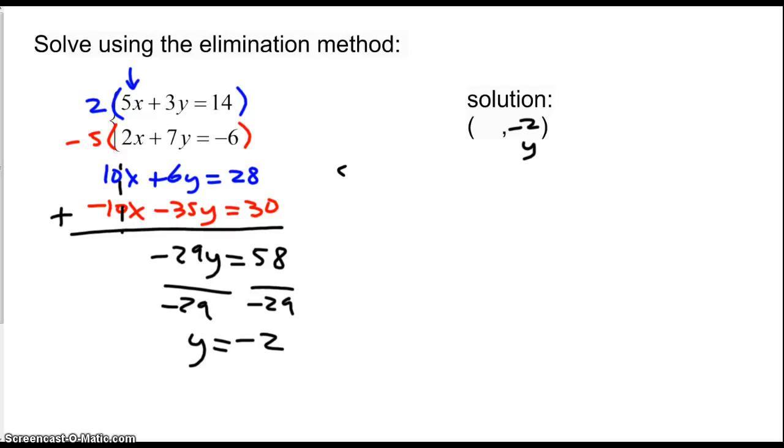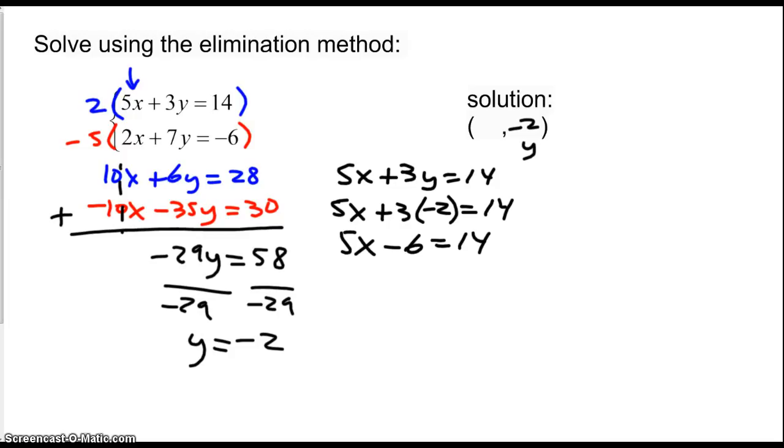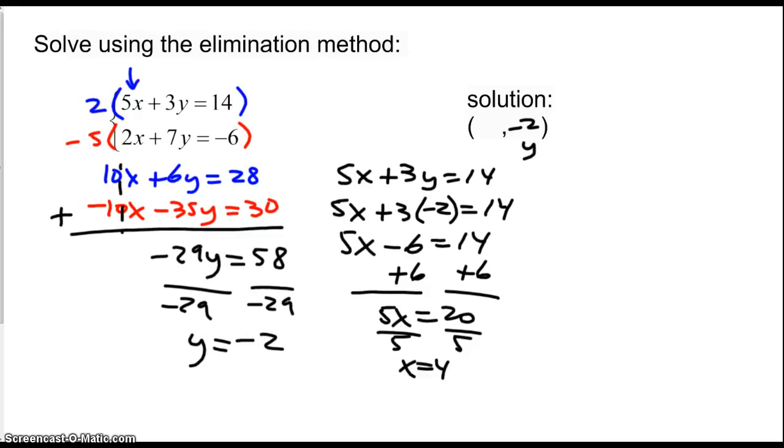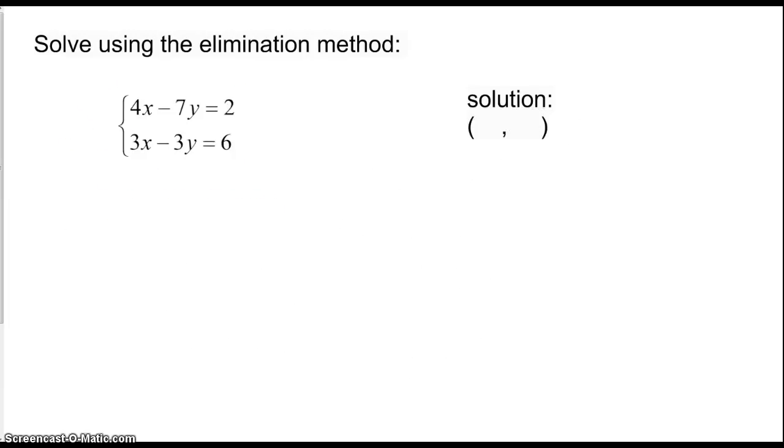And then substituting, let's take the top equation. I'm going to substitute in for y, a negative 2. So I've got 5x minus 6 is 14. If I add 6, I get 5x equals 20. And so x would be equal to 4. Okay, so 4 comma negative 2. Right. Okay, let's see. Let's try this one.